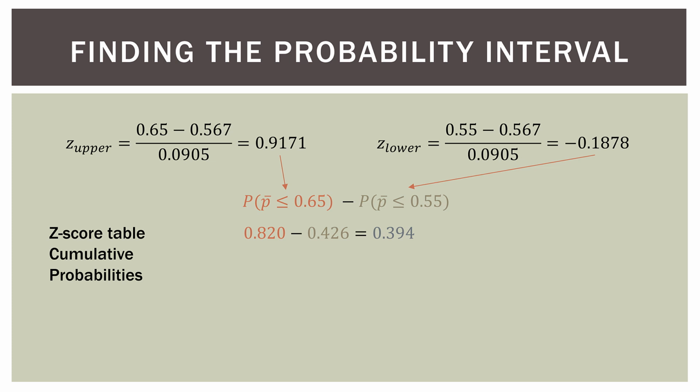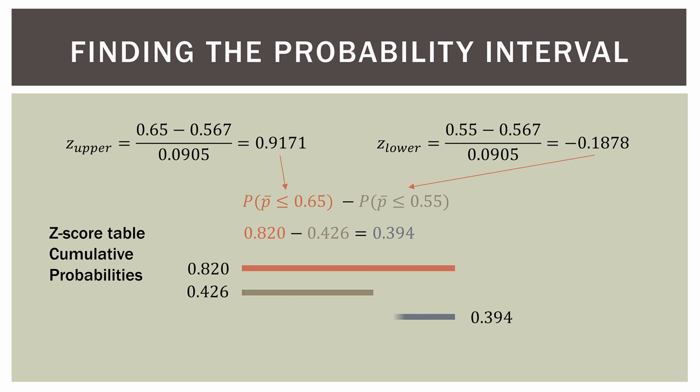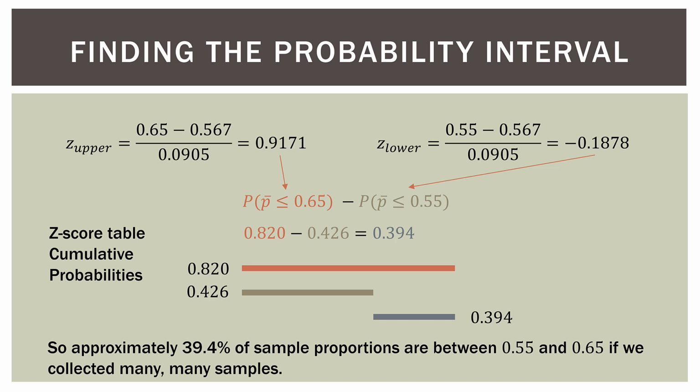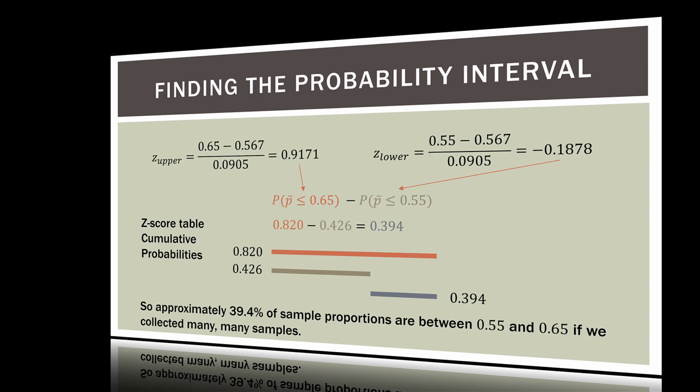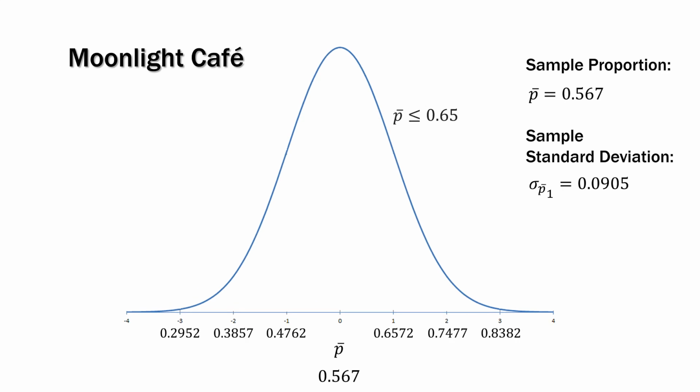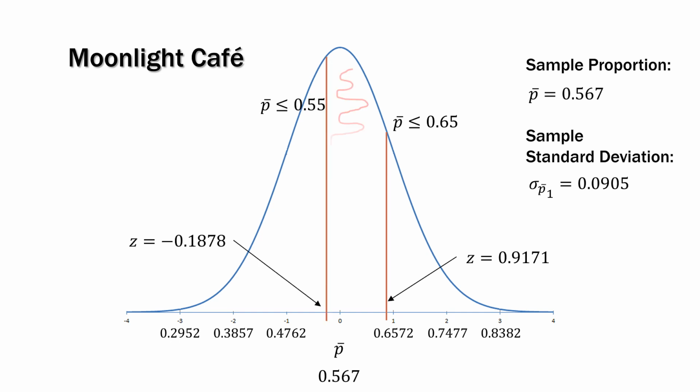Then we just subtract out the smaller one, and we end up with what we want. So we go ahead and do that, and that is 0.394. So approximately 39.4% of sample proportions are between 0.55 and 0.65 if we collected many, many samples over and over and over again. It looks like this. So here was our upper boundary. Here was our lower boundary. And that's what we got. So we can expect about 40% of sample proportions to be in this interval.